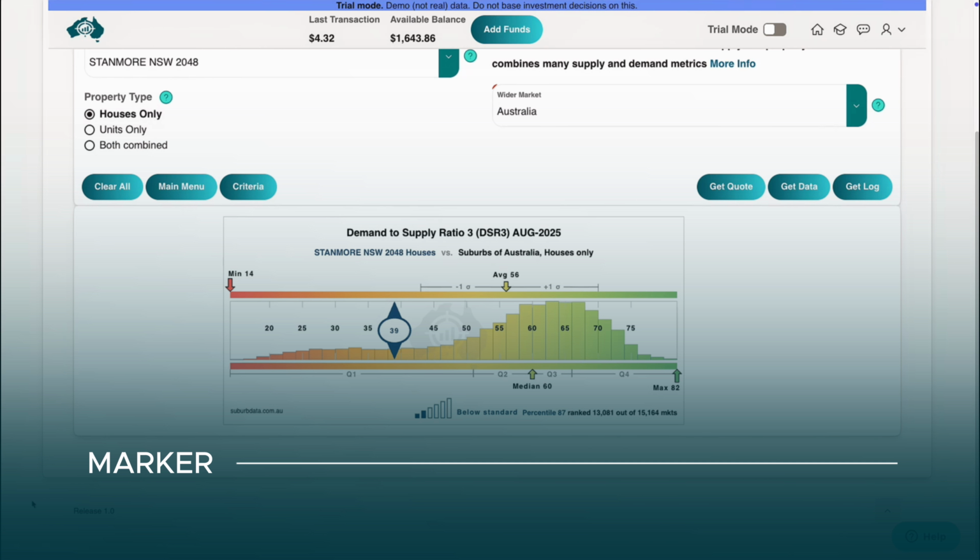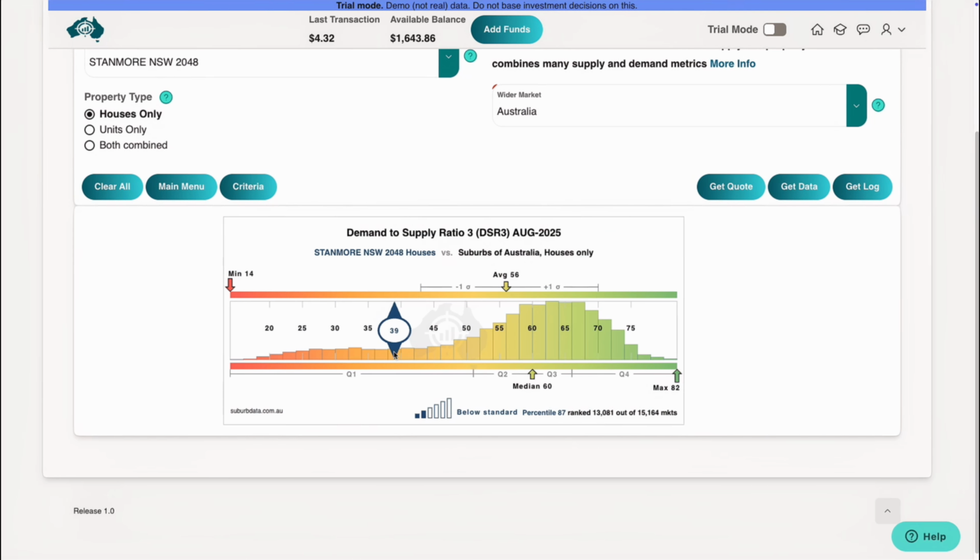You will notice the dark blue ellipse containing the number 39. This is the DSR for Stanmore houses at the end of August 2025. But remember, this is not real data because I am in trial mode.